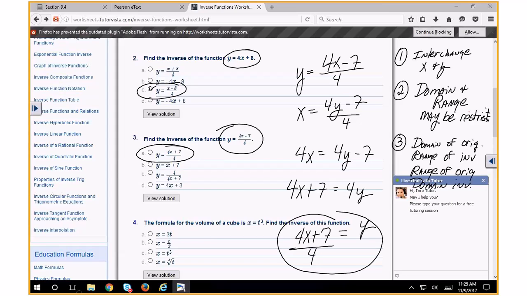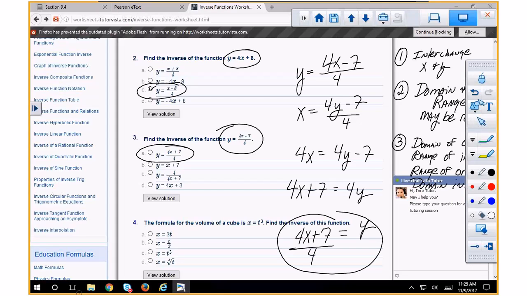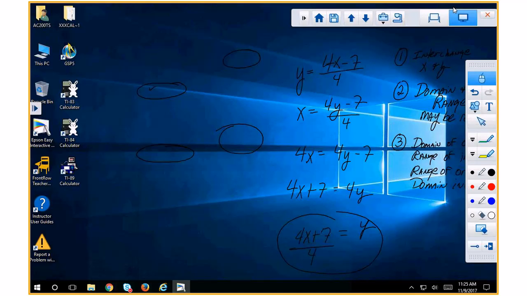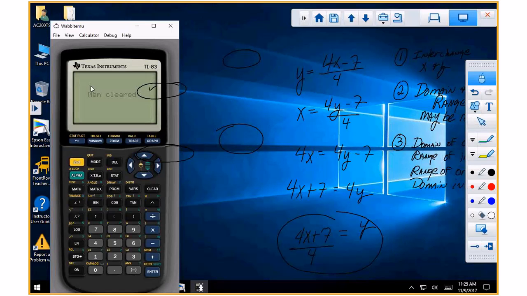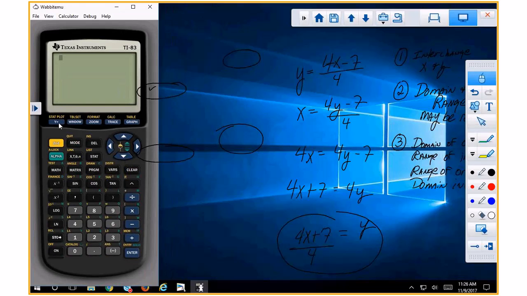But I'm not going to spend a lot of time on it, because most of it you need to be able to do on the calculator. So, just to make sure everybody knows how to do it, go to your handy-dandy calculator. And I forgot the first one. Let me pull it back up. Okay, thank you. All right, what is it? y is equal to 4x minus 7. That's the original.